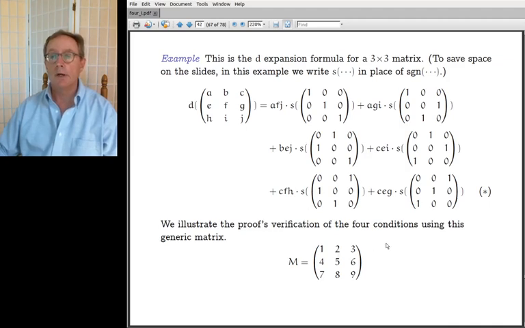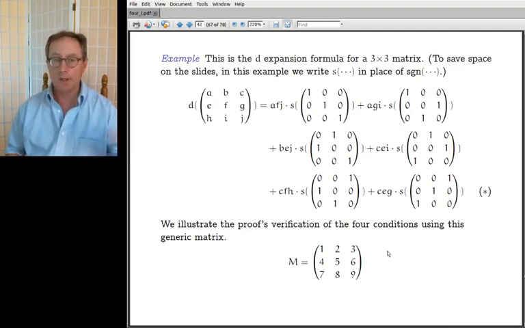Okay, and I'm going to illustrate the proof's verification of the 4 conditions by using the 1, 2, 3, 4, 5, 6, 7, 8, 9 matrix, just because I'm not a very creative person.